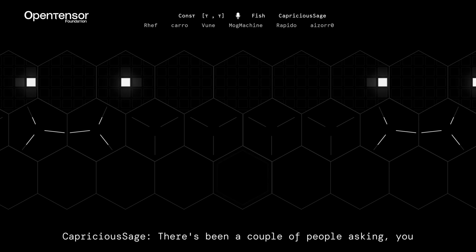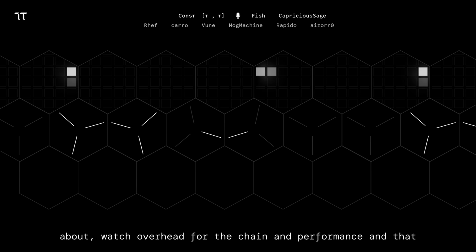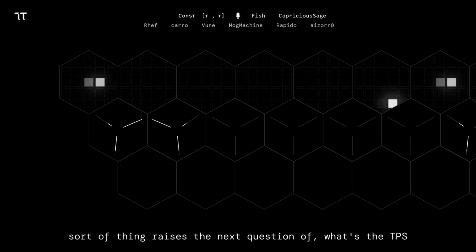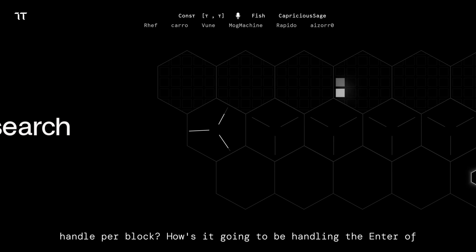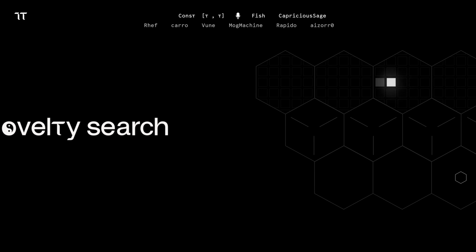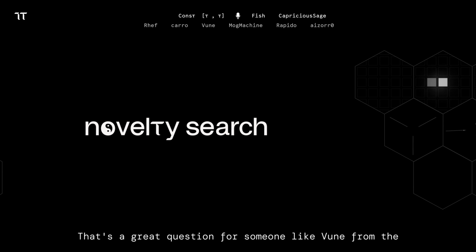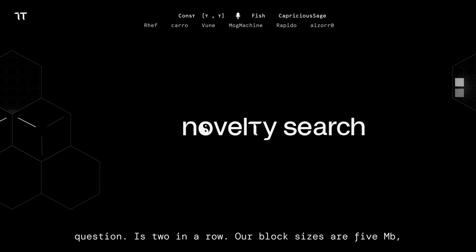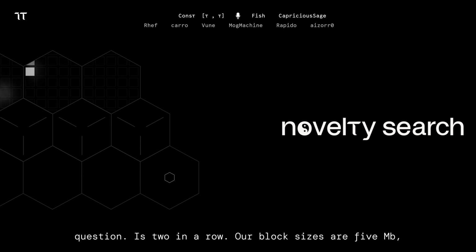There's been a couple of people asking, I should say a few of the questions were talking about what overhead there is for the chain and performance and that sort of thing. Raises the next question of what's the TPS going to be looking like under this? How many swaps can we handle per block? How's it going to be handling the influx of degens? That's a great question for someone like Voon from the Nucleus team. Actually, I don't know the answer to that question. It's 2 in a row. Our block sizes are 5 meg.